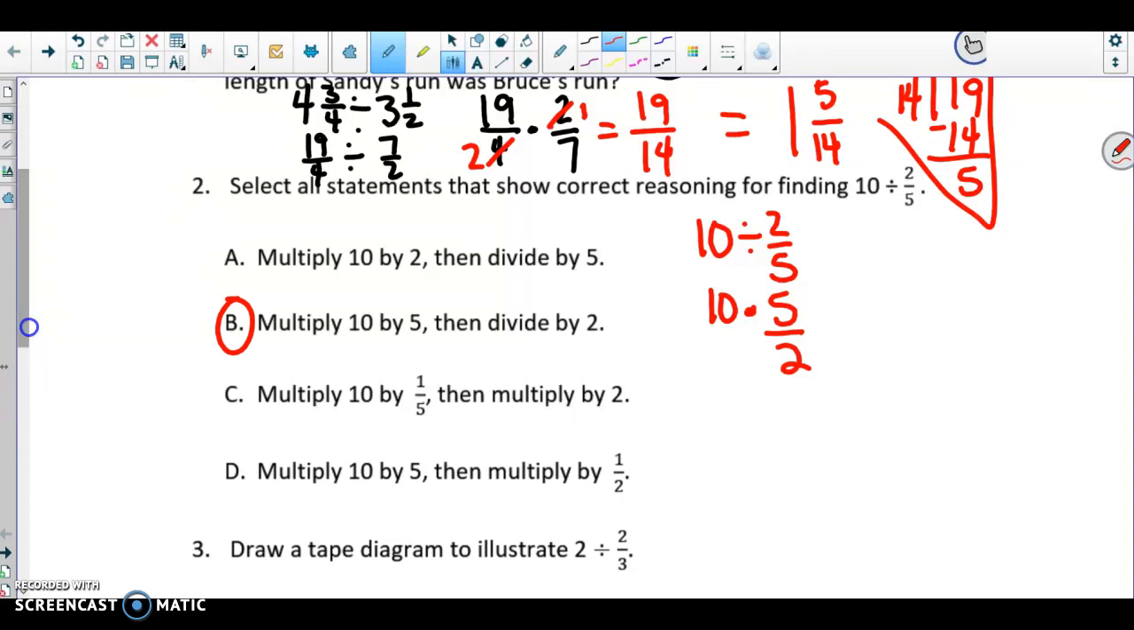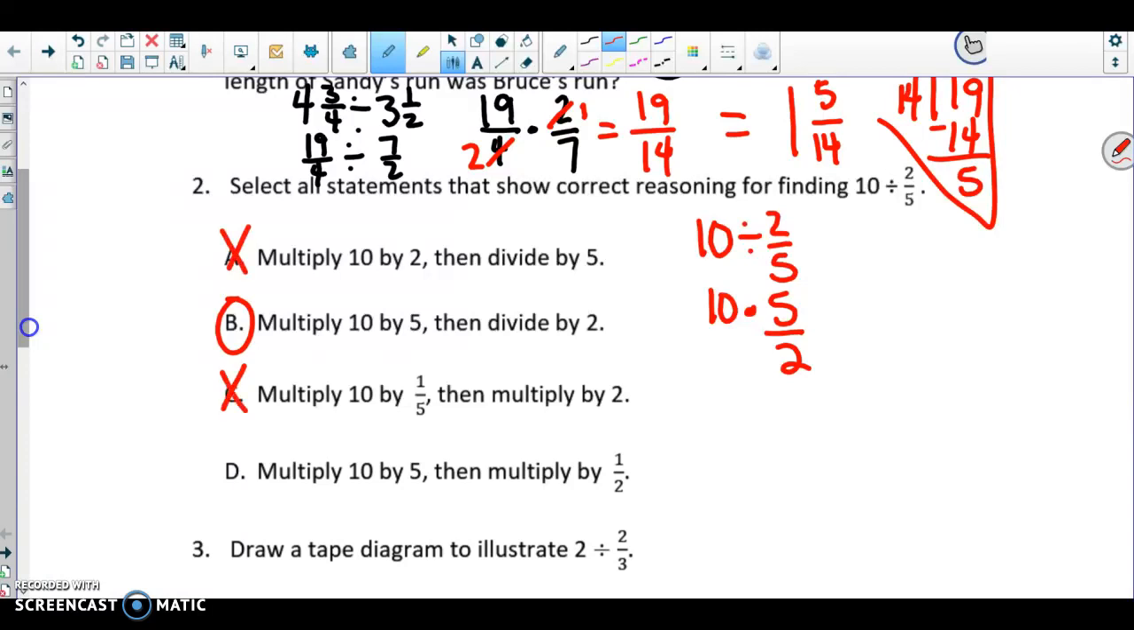We're not doing A, we're not multiplying by 2 and then dividing by 5, because then it would be the opposite of that. But we need to check C and D. C says multiply 10 by 1/5. Well, I'm not multiplying 10 by 1/5. I'm multiplying it by 5. So that one's not going to work, and A didn't work.